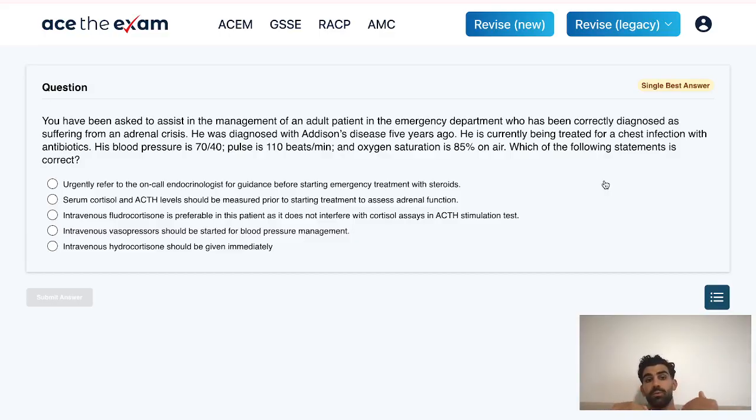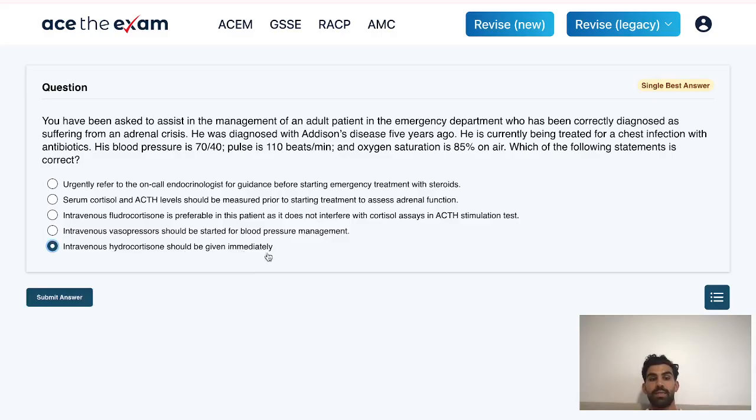Intravenous fludrocortisone would also not be correct in this instance, and I'll explain that a little further as we go through. So intravenous vasopressors should be started for blood pressure management. This is incorrect because patients in an adrenal crisis respond really well to intravenous saline. So as I said, we want to aggressively fluid resuscitate this patient, and they respond really well to that. So that's incorrect. And then finally, intravenous hydrocortisone should be given immediately.